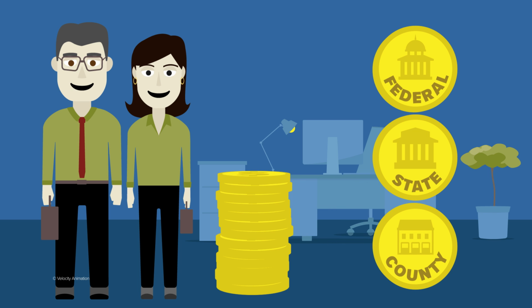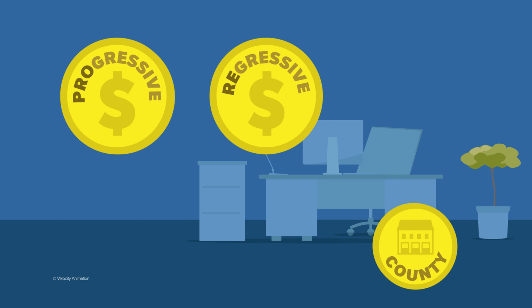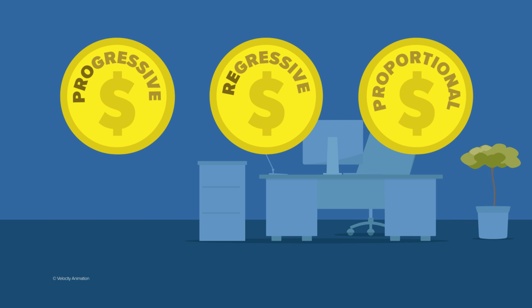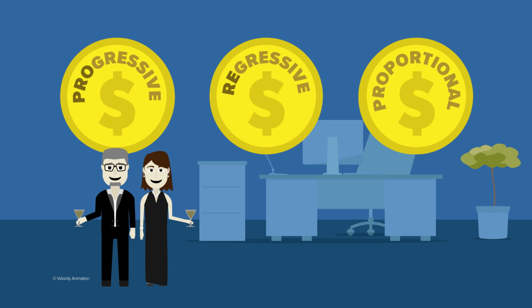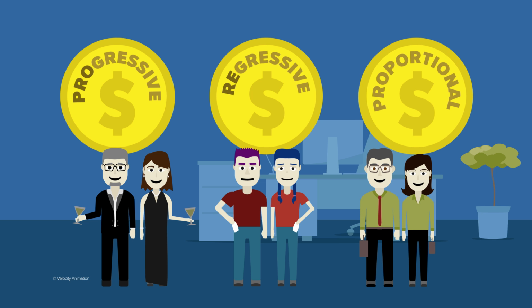Most modern methods of taxation fall into two categories, either progressive or regressive, with a third type of tax known as proportional gaining more and more popularity around the world. A progressive tax places a larger burden on higher income families. The more you make, the more you pay. A regressive tax places a larger burden on lower income families. A proportional or flat tax attempts to treat everyone the same.